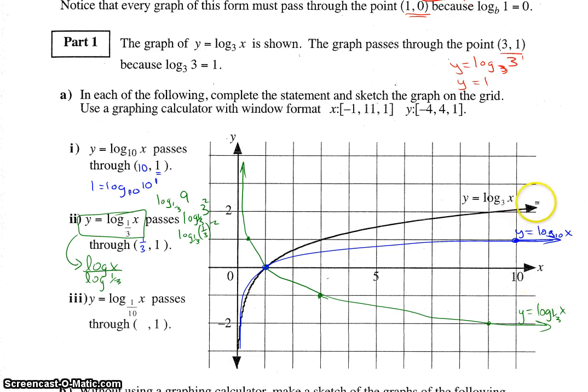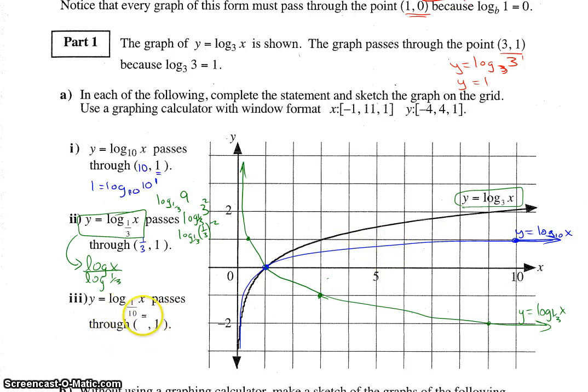Notice how it compares to the original graph here, y equals log base 3 of x. Yeah, it does look like it's reflected over the x-axis. Look at that, this point to this point. Okay, so what do you think this next one would be? Probably a reflection of this blue graph we drew, right?